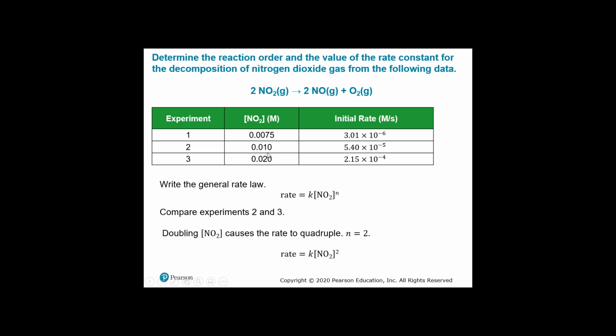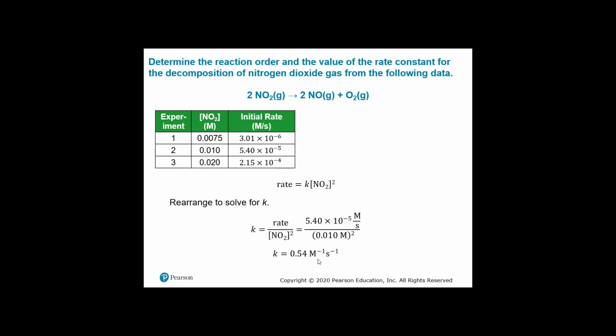We want one that's double. So doubling the concentration of nitrogen dioxide causes the rate to quadruple. So this is a second order. So 2 is the reaction order with respect to nitrogen dioxide, a second order with respect to nitrogen dioxide. I know I slaughter that every time I say it.